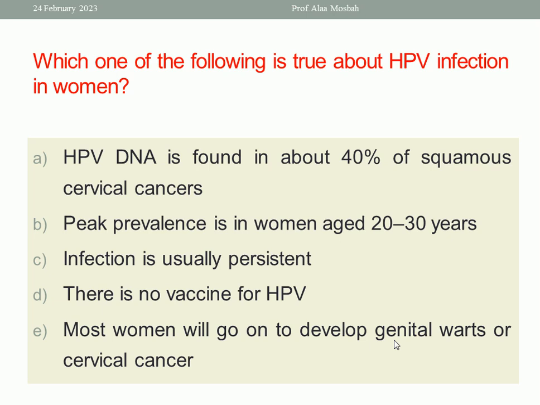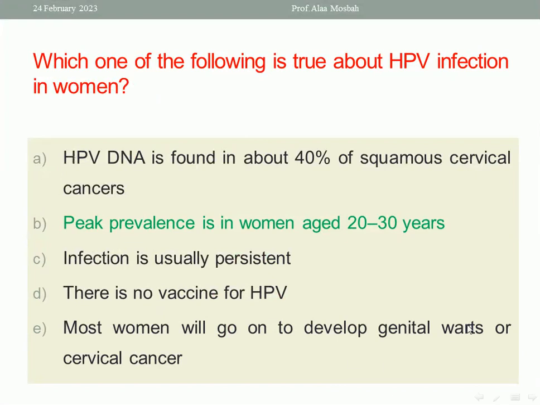Okay, the best one response here is peak prevalence is in women aged between 20 up to 30 years. Why did I choose this answer? Because A, human papillomavirus DNA is found in about 40% of squamous cervical cancer, is not true. It is more common than that, up to 90% maybe, or more, of squamous cervical cancer. So this is false.